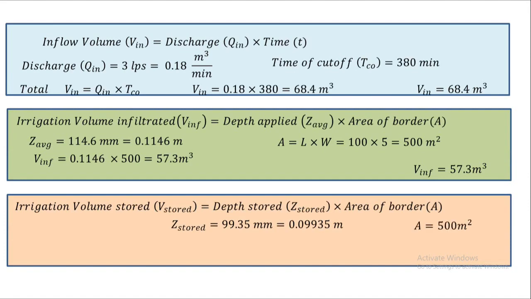0.09935 meters, and area as calculated before is 500 meters square. So the volume of irrigation stored was 49.67 meter cube, the useful depth stored multiplied by area of border.